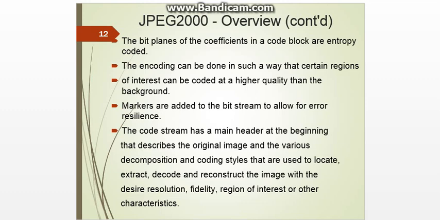The encoding can be done in such a way that certain regions of interest can be coded at a higher quality than the background. The markers are added to the bit stream to allow for error resilience. The code stream has a main header at the beginning that describes the original image and the various decomposition and coding styles that are used to locate, extract, decode and reconstruct the image with the desired resolution, fidelity, region of interest or the other characteristics.